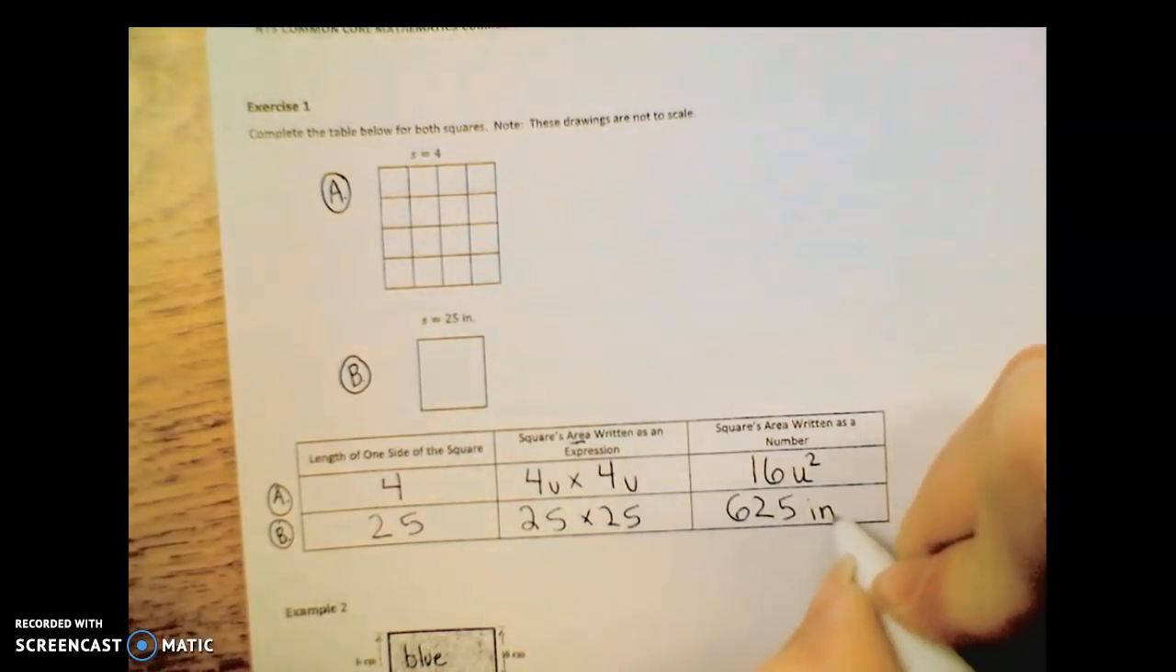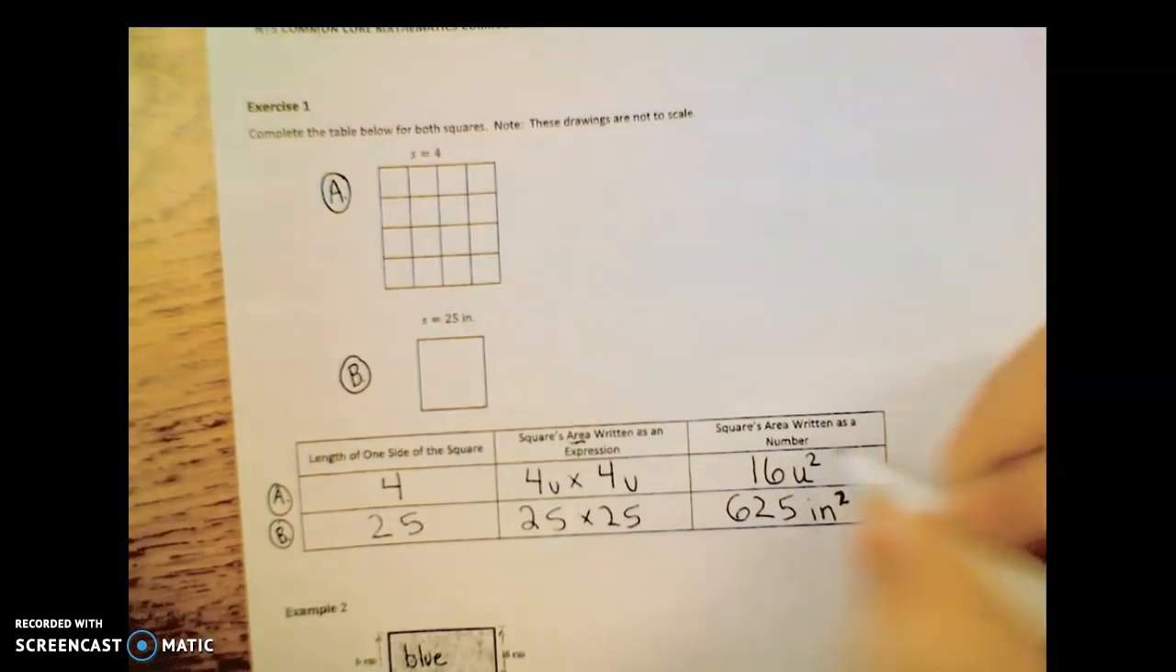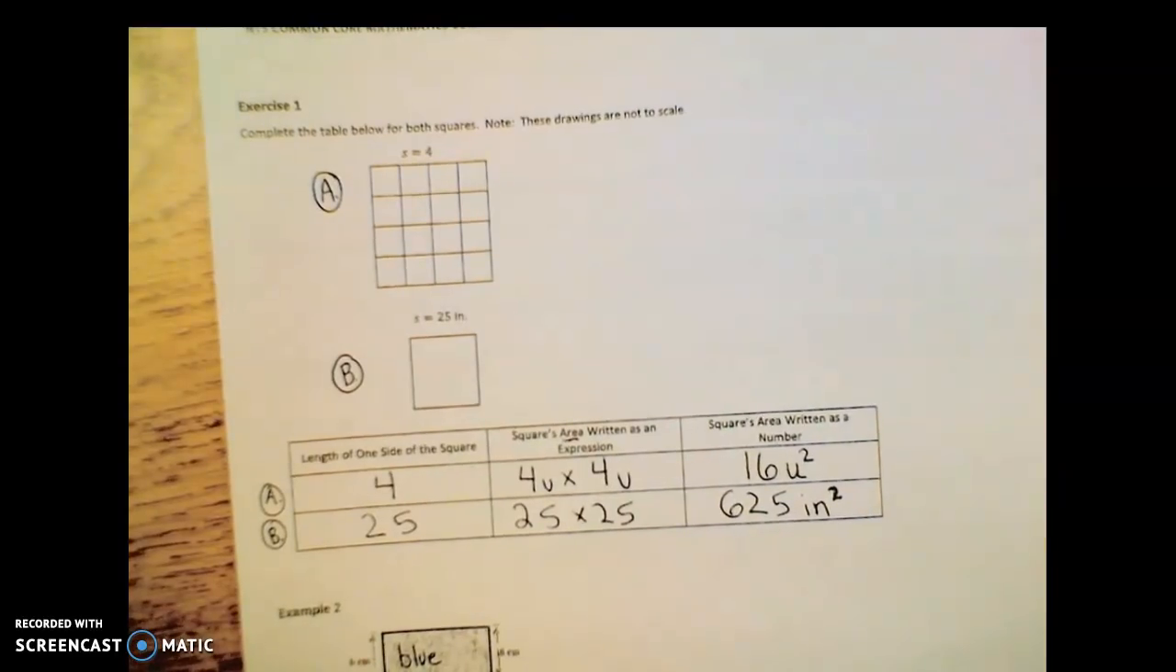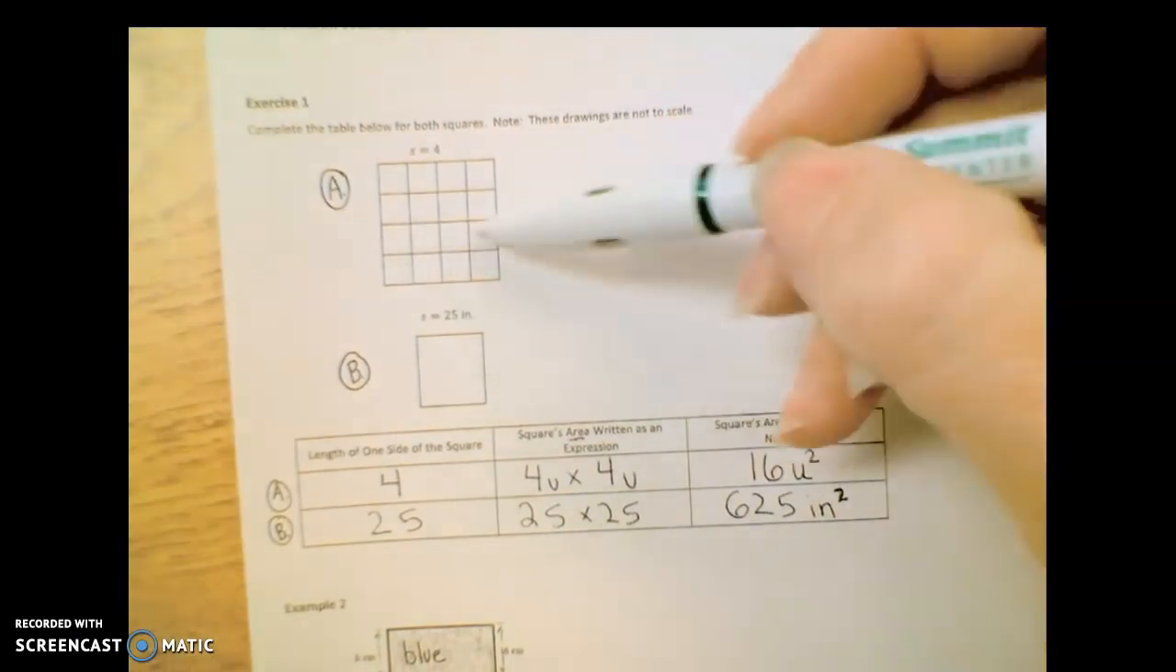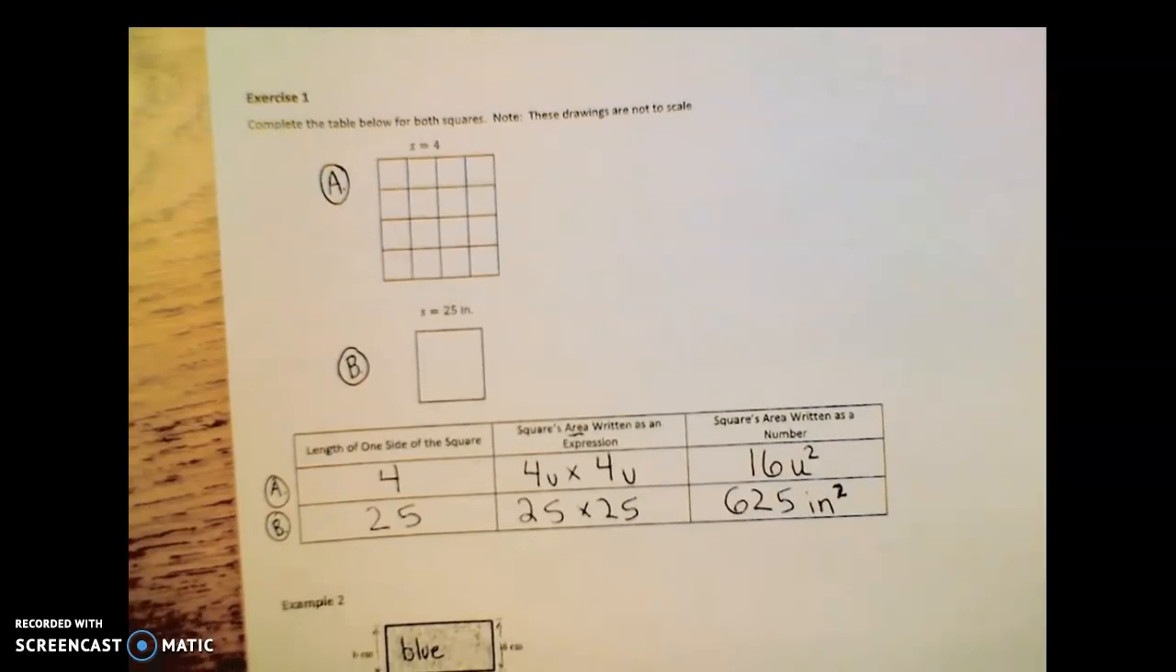625 inches squared. Make sure that you're really using your labels in your classwork and on your homework tonight. It helps to make that meaning of area really pop and connect. Why is it units squared? Because we are doing an array that literally covers the shape.